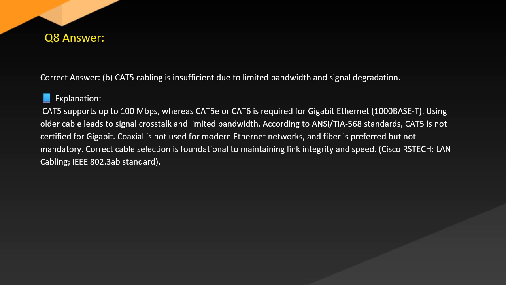According to ANSI/TIA 568 standards, Cat5 is not certified for gigabit. Coaxial is not used for modern Ethernet networks, and fiber is preferred but not mandatory. Correct cable selection is foundational to maintaining link integrity and speed. Cisco RS Tech, Cabling, TIA 568 standard.